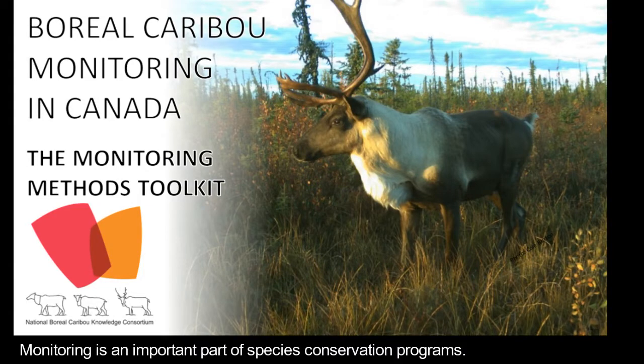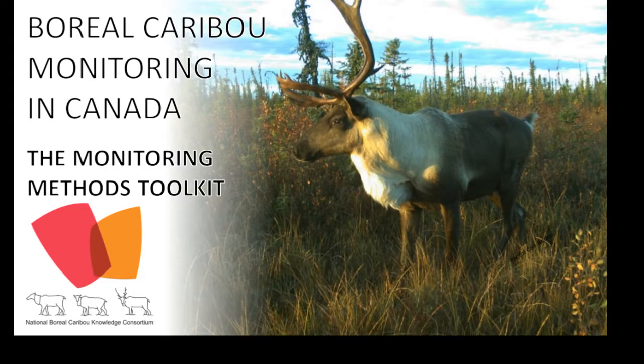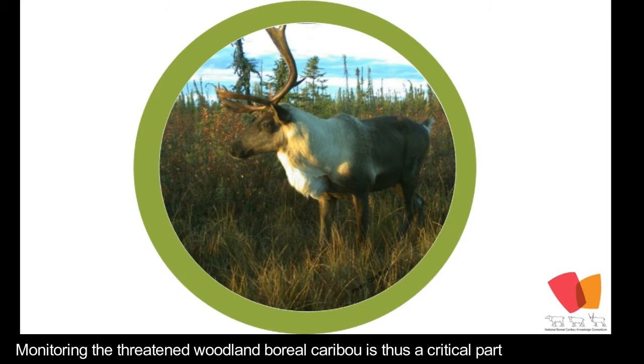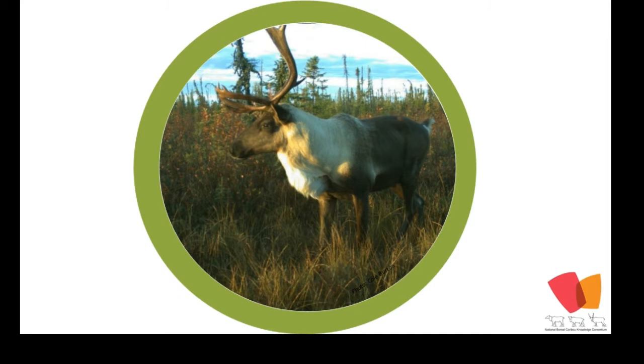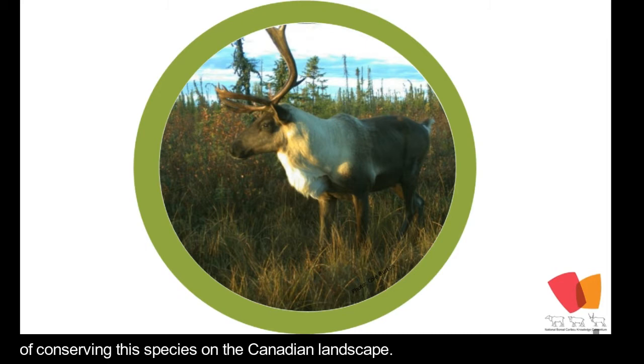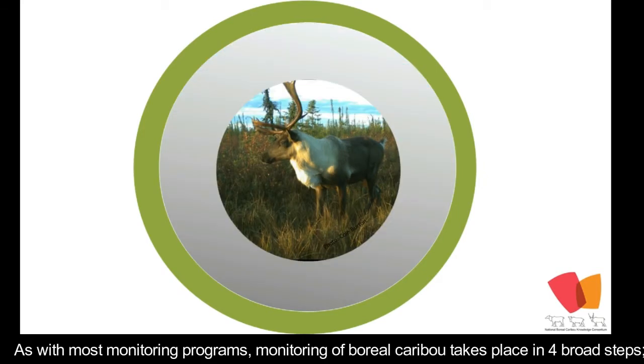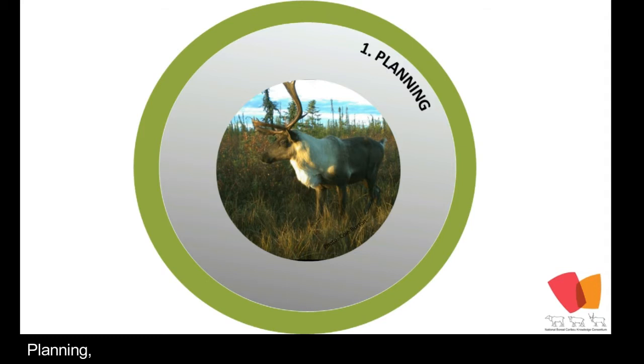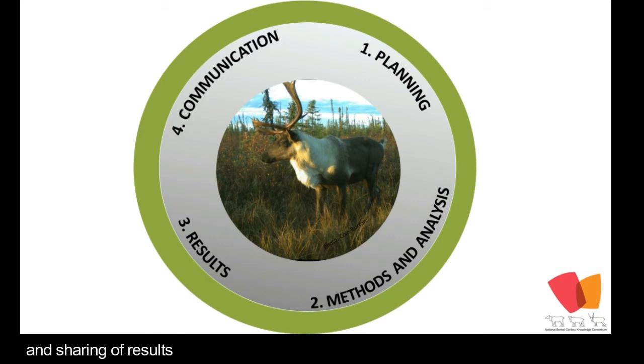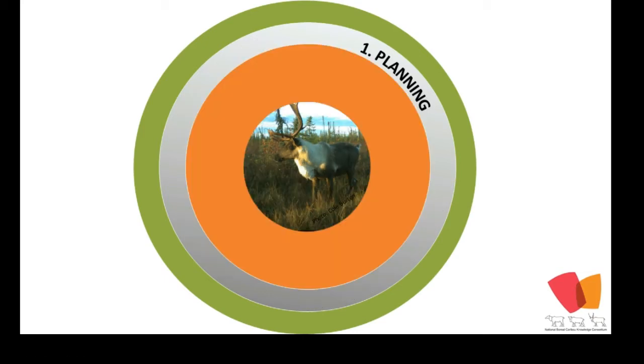Monitoring is an important part of species conservation programs. Monitoring the threatened woodland boreal caribou is thus a critical part of conserving the species on the Canadian landscape. As with most monitoring programs, monitoring of boreal caribou takes place in 4 broad steps: planning, program execution, determining results, and sharing of results. Let's briefly dive into each of those steps.